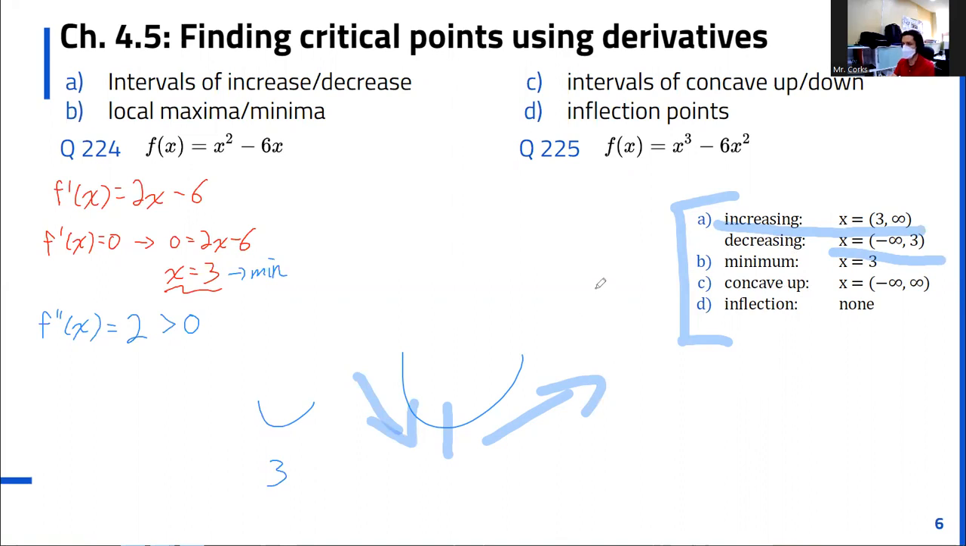Separately, we can look at our second derivative. We have inflection points. Well, none at all. There's no way to make this equal to 0. So no inflection points. And this function is just concave up the whole time. Never concave down. So from negative infinity to positive infinity, it's just concave up.